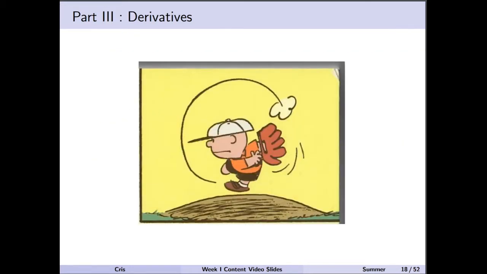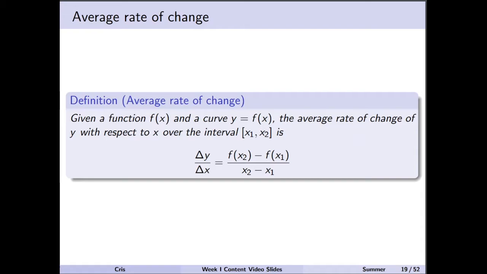Okay, so this is part 3, derivatives. Charlie Brown's throwing a ball here, maybe that's velocity. So let's start with some definitions. The average rate of change has to do with a function f of x over an interval from x1 to x2. So we look at the change in y divided by the change in x. That's the average rate of change by definition. And that's f of x2 minus f of x1 over x2 minus x1.